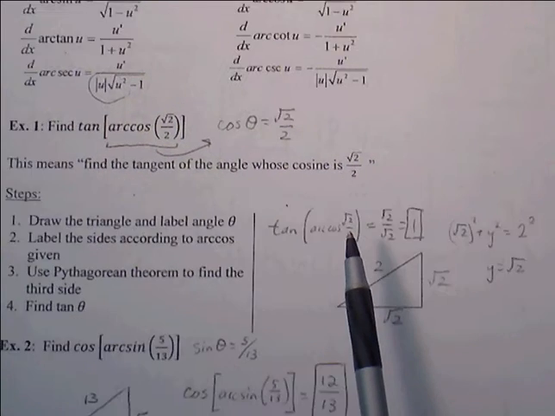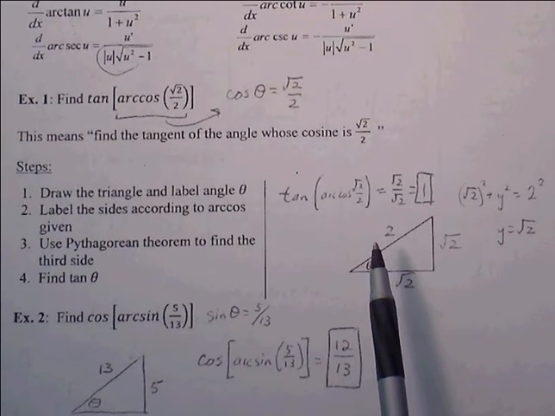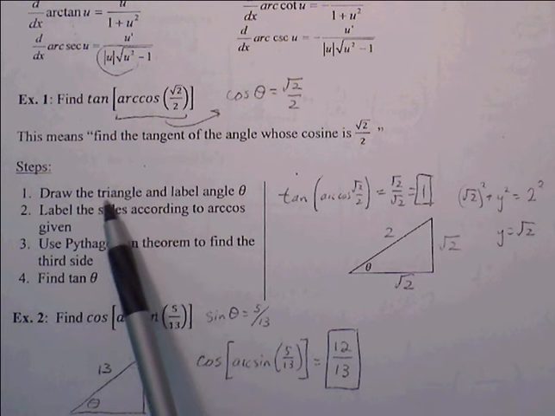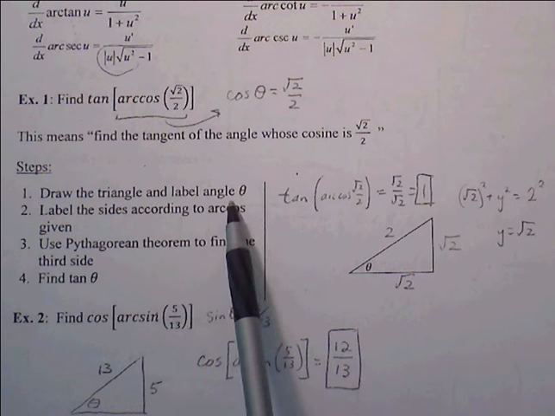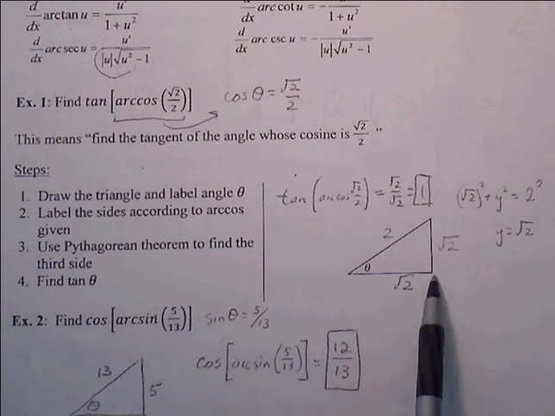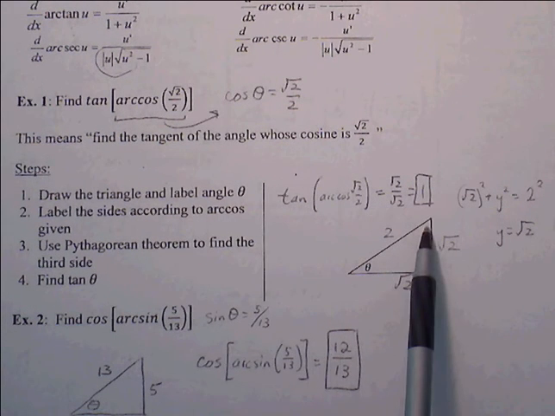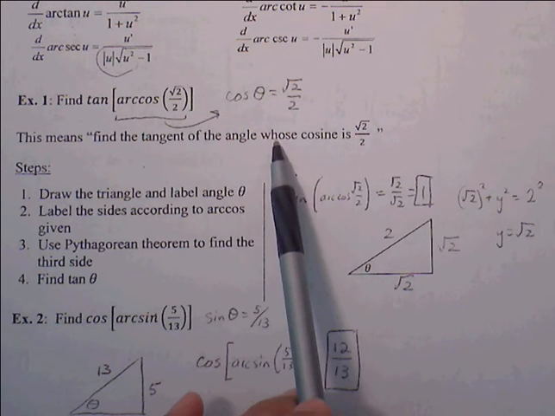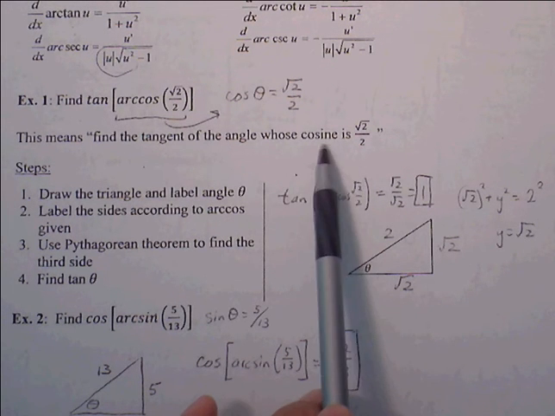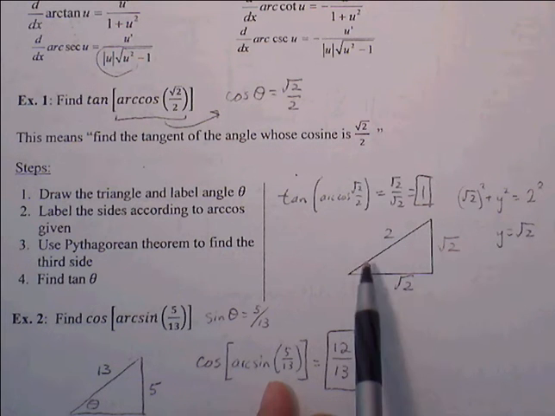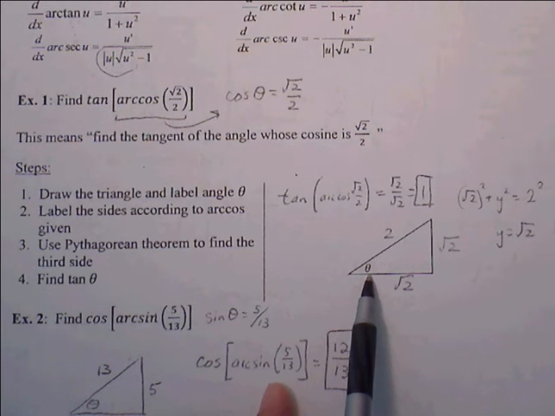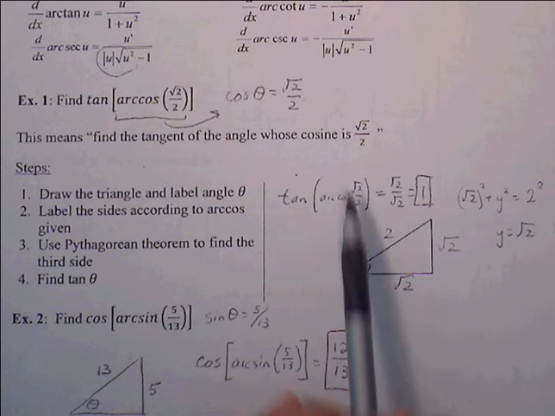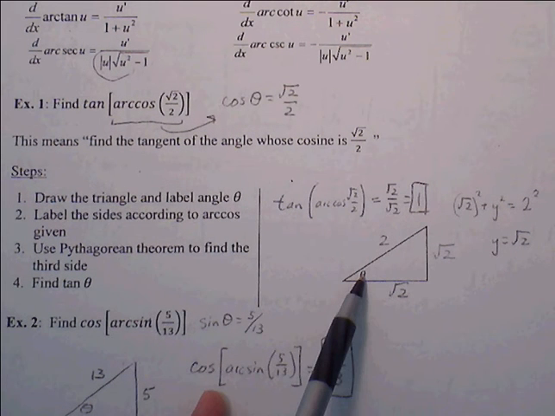The steps we can take to step through this problem: we need to draw a triangle and label the angle theta. We always start off with the right triangle. Label the sides according to the arc cosine given. The angle whose cosine is root 2 over 2, we can label as theta. Cosine is adjacent over hypotenuse. So adjacent is root 2, hypotenuse is 2.